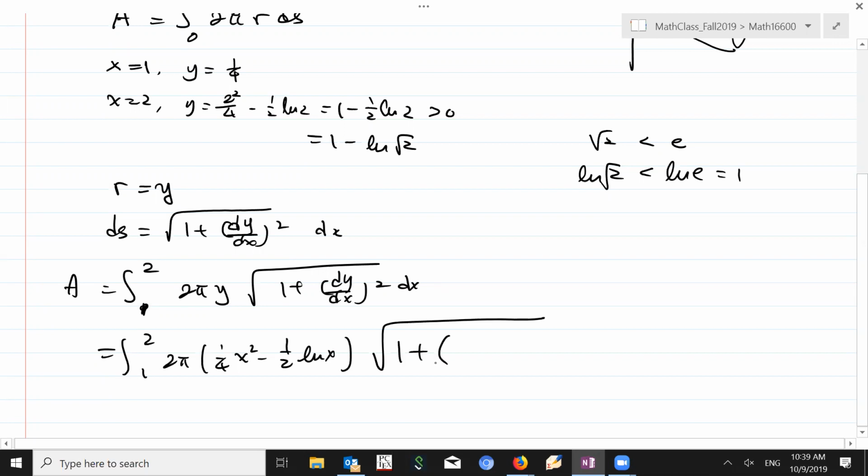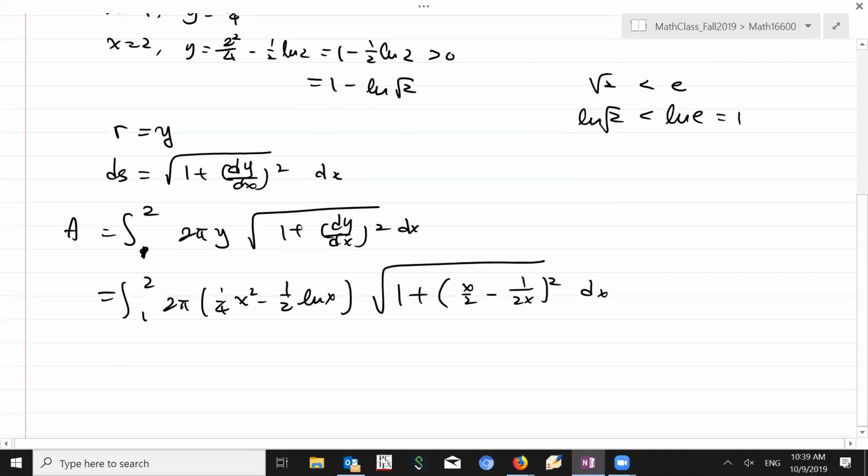And then you have to differentiate y with respect to x. That would be x over 2 minus 1 over 2x, squared, dx. Now, you can get rid of the radical here, I guarantee it. But I'm not going to do that. You can possibly evaluate this integral if you want, but let's just set up an integral, that's it. So you begin with the mutual formula, it just depends on x, the arc length, and then you change it to the x variable or change it to the y variable.